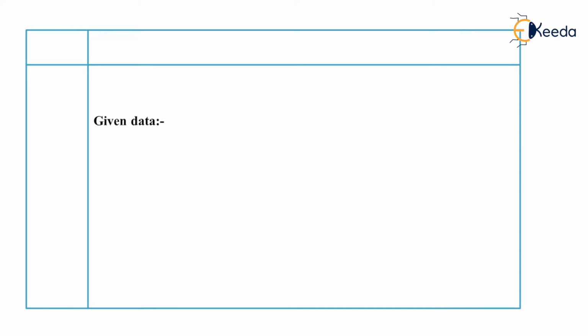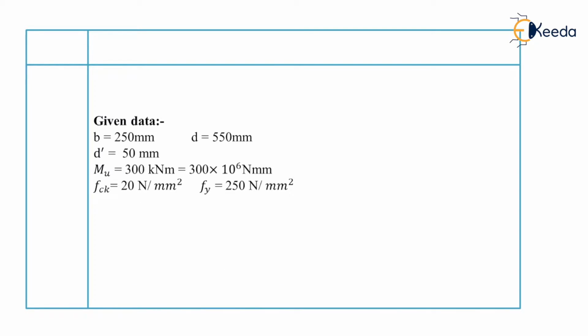So here is the given data. b is equal to 250 mm. Small d, that is effective depth, is 550 mm. Cover is given as 50 mm. And factored bending moment is given as 300 kN. As M20 grade of concrete is given, therefore fck is equal to 20 Newton per mm square. Fe250 grade of steel is given, that means mild steel is given, and therefore fy is equal to 250 Newton per mm square.